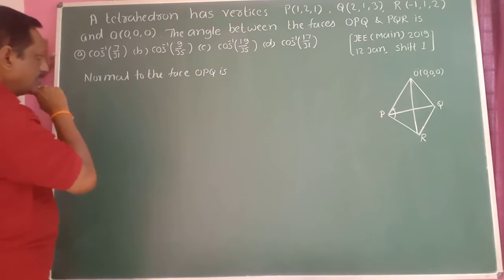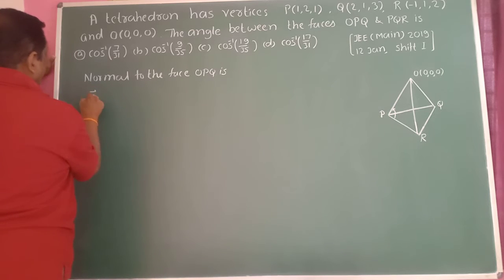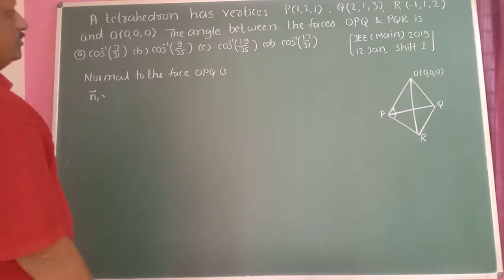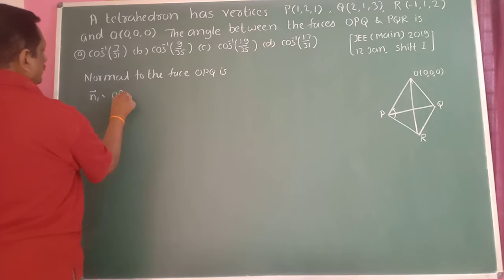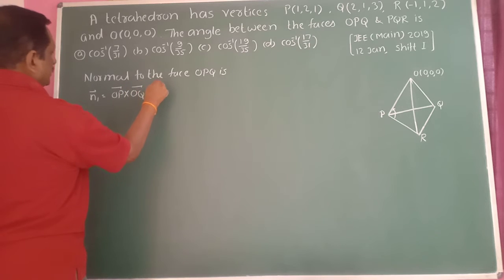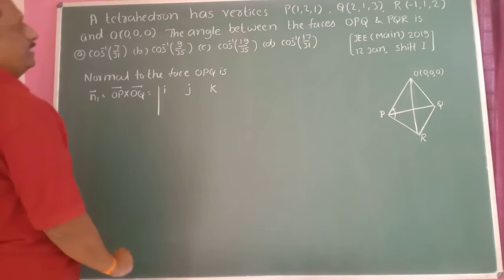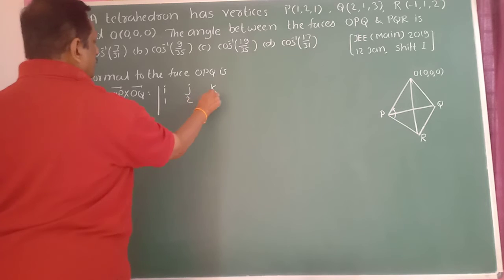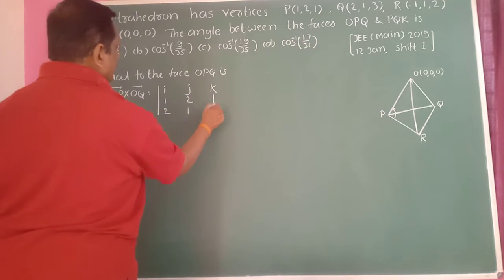Take care, N1 bar is equal to OP cross OQ. So the determinant of i, j and k. OP, take the point P here: 1, 2, 1. And OQ: 2, 1, 3.